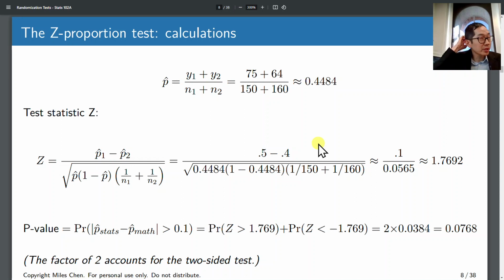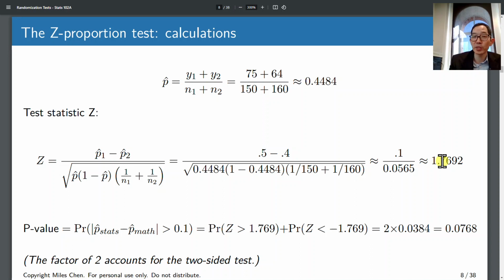And so the calculations end up like so. You take the overall proportion of international students. You do 75 plus 64, the total number of international students, divided by 310, the total number of students we surveyed. So we get something like 0.4484. We plug that in to get our z score. We get 0.1 divided by 0.0565. We get a test statistic of around 1.77.